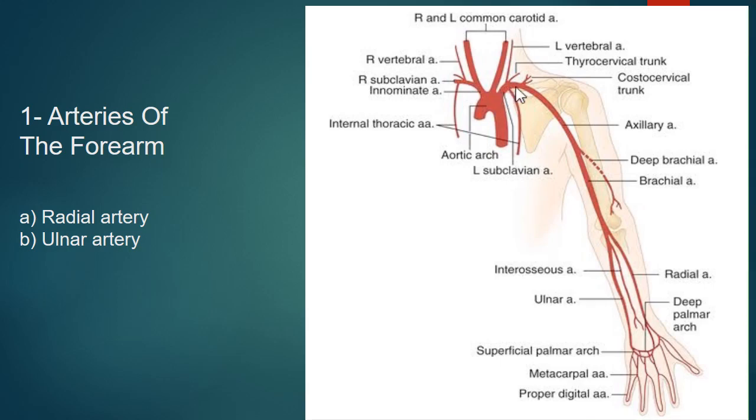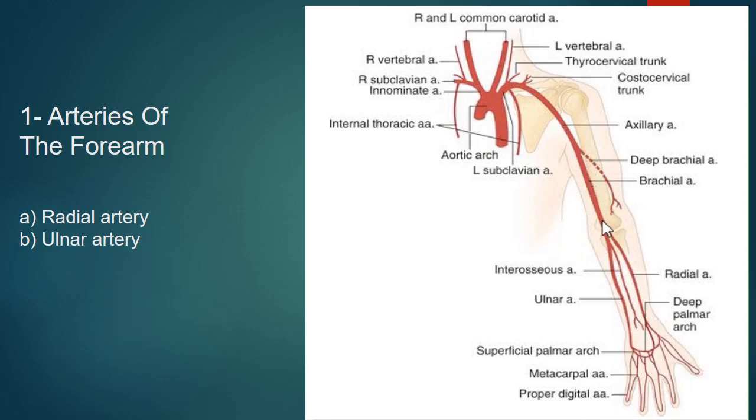Here is the left subclavian artery arising from the arch of aorta. This subclavian artery becomes the axillary artery at the outer border of first rib, as you already know. This axillary artery then runs up to the lower border of teres major muscle, where it becomes the brachial artery, which is the main artery of the arm.